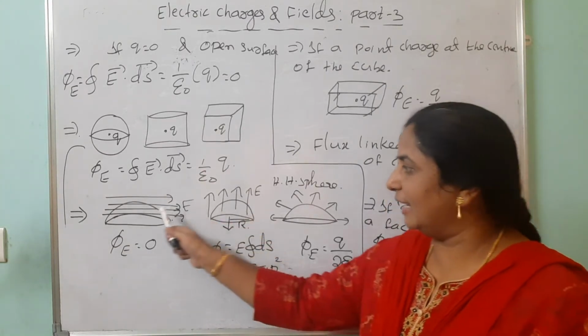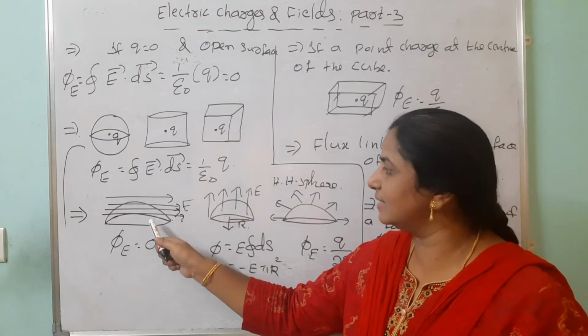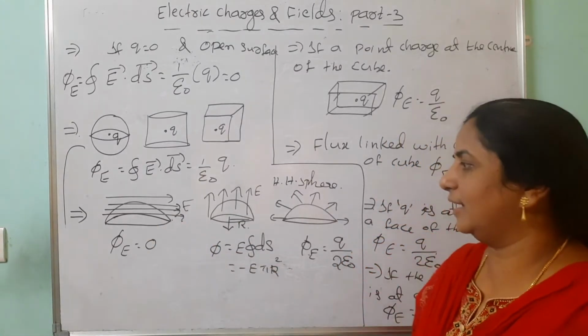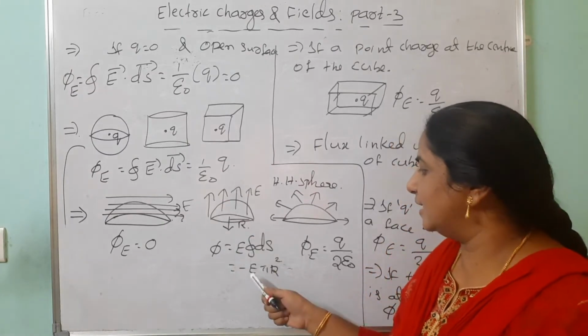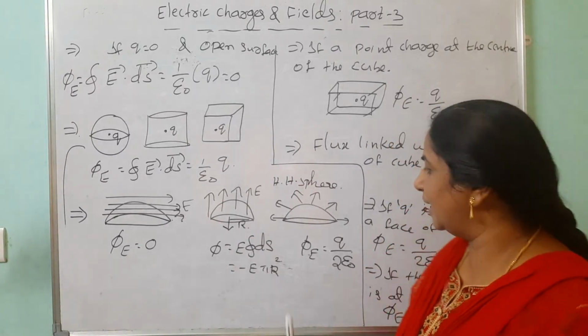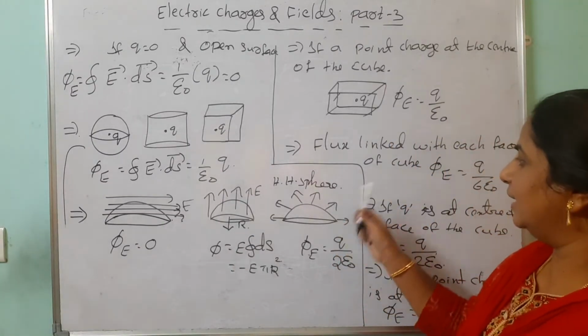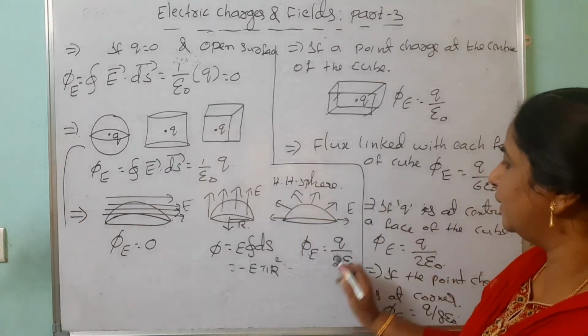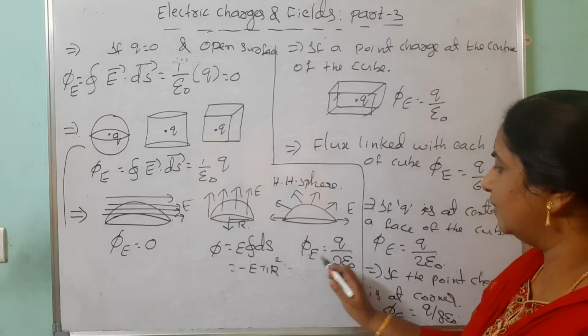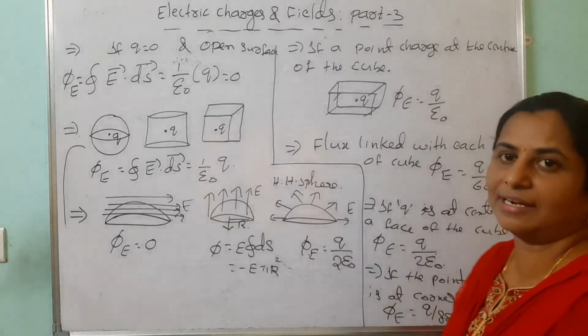So I think you all can understand these two. Here theta is 90 degrees, so there is no electric flux. Here theta is 180 degrees. Cos 180 is negative. That's why we are getting the negative flux. Then come to the third one. See, if the intensity is like that, we can take it as half of the hemisphere. That's why here electric flux equals q by 2 epsilon naught.